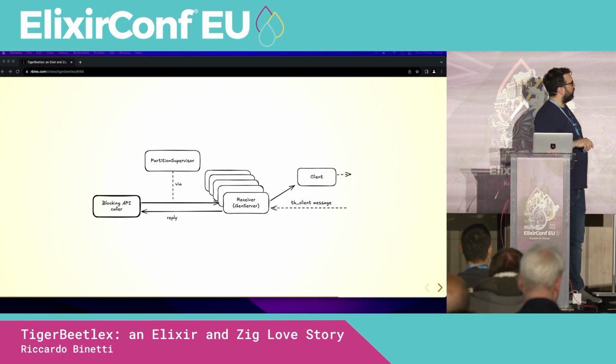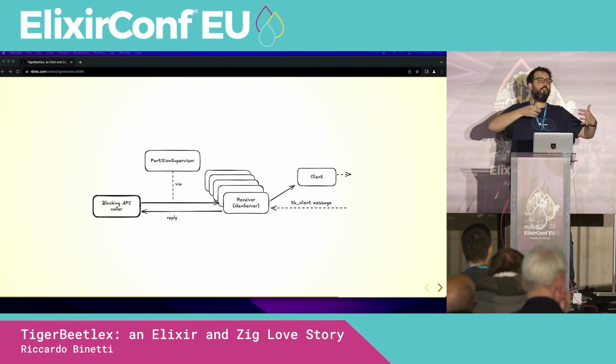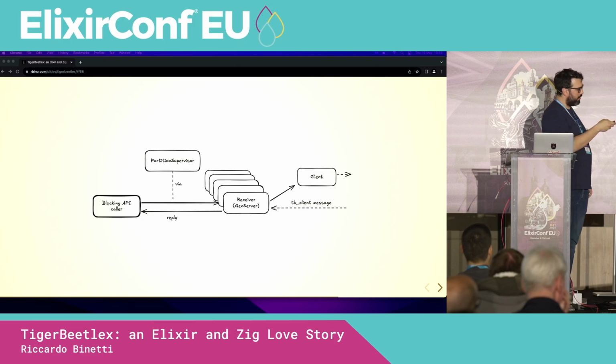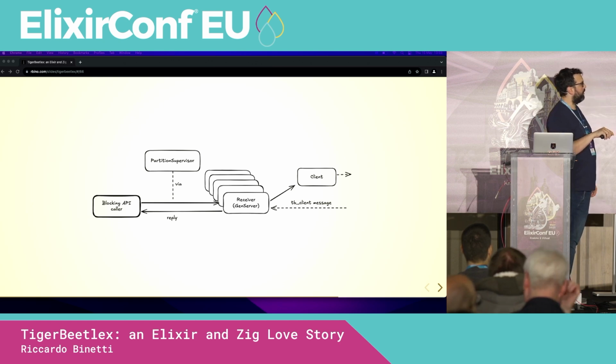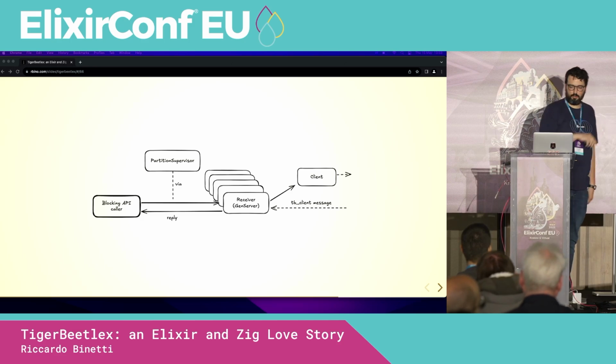And this is how the blocking API is implemented. Basically, this is where we were before. These are a bunch of receivers, which are just GenServers, which are going to call the client and receive the message we were talking about earlier. And the blocking caller will call one of the receivers via a partition supervisor, which will also be a registry, and just wait for the GenServer reply.